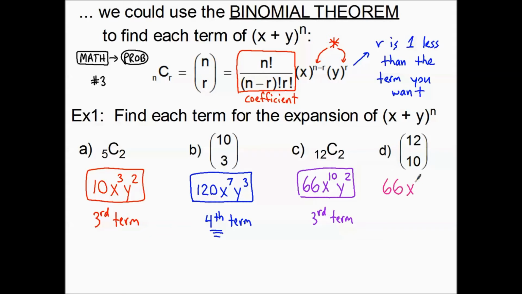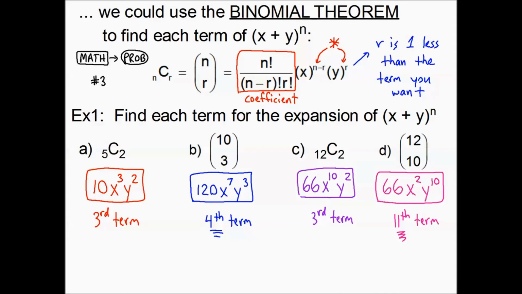X to the, subtract these two numbers, squared, and then this number is the second exponent. Now, which term was this again? Since we used a 10, it must be the 11th term, because there's always that extra term because of the 0. In the 12 row, there are 13 terms, and 12 choose 0 gets you your first coefficient. So this is a way to find each specific term rather than the entire expansion.